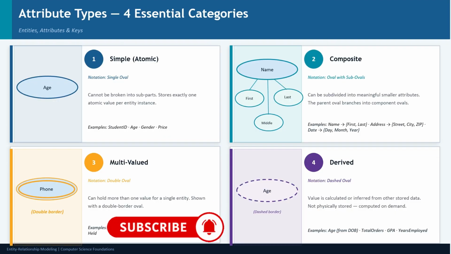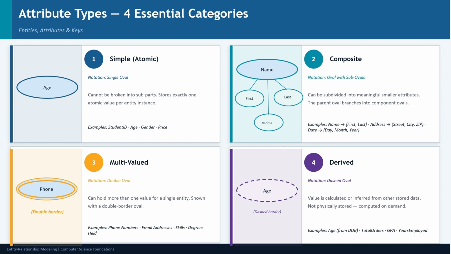Not all attributes are the same. There are 4 types you need to know. First, simple attributes. These are atomic values you cannot break down further. Student ID, age, gender. One value, stored directly, drawn as a single oval. Second, composite attributes. These can be subdivided into meaningful subparts. A name attribute might split into first name, last name, and middle name. In the diagram, the parent oval has smaller sub-attribute ovals branching off it.